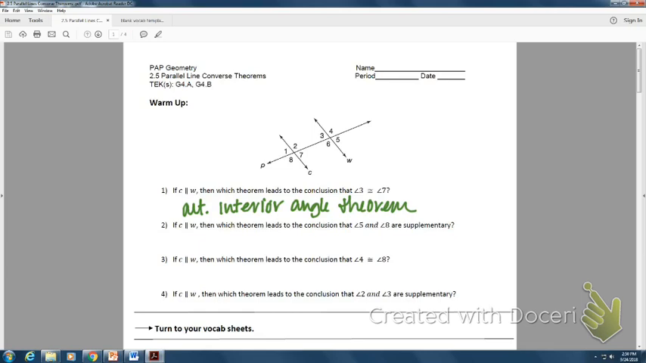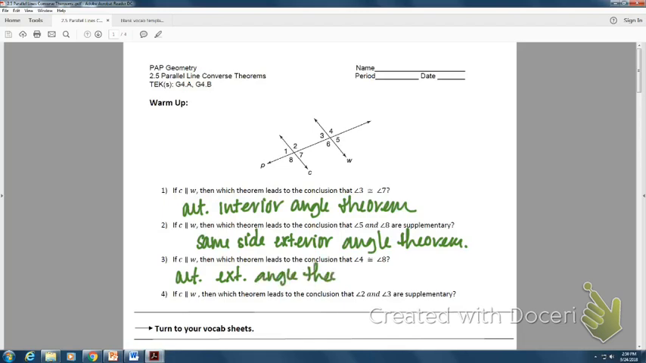Okay, if C is parallel to W, then which theorem leads to the conclusion that 5 and 8 are supplementary? Same side exterior angle theorem. If C is parallel to W, then which theorem leads to the conclusion that angle 4 is congruent to angle 8? And number 4, if C is parallel to W, then which theorem leads to the conclusion that 2 and 3 are supplementary?